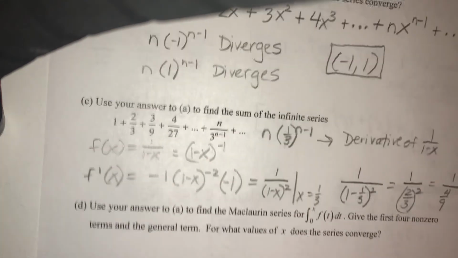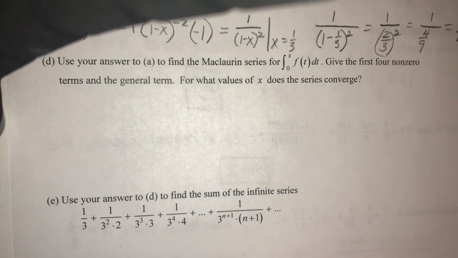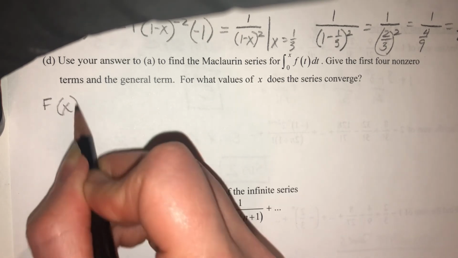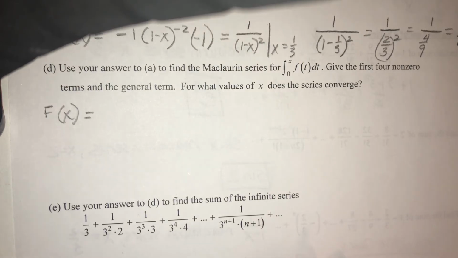And now part D. It says use your answer to part A to find the Maclaurin series for the integral from 0 to x of f of t dt. Give the first four non-zero terms and the general term. For what values of x does the series converge? So this time we're going to take the integral, capital F of x, of the original series 1 plus x squared plus x cubed plus dot dot dot plus x to the n.